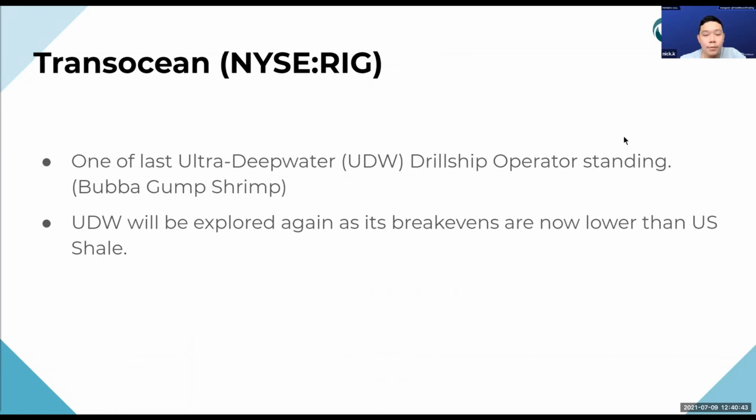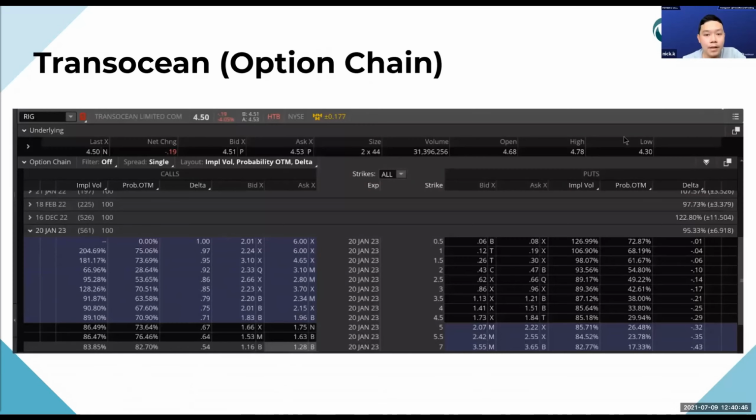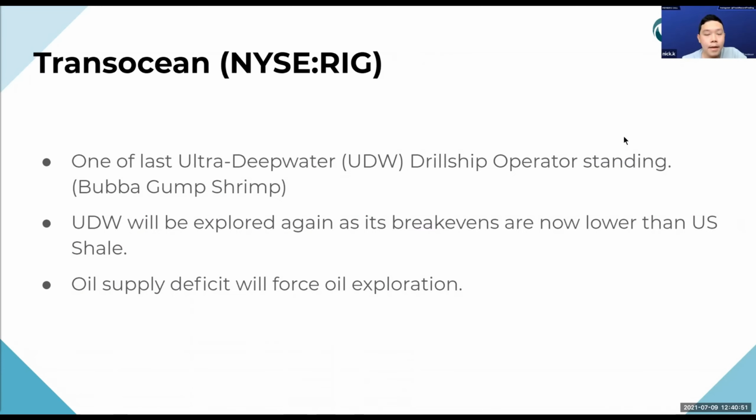And also because ultra deep water makes a lot more sense because it is a lot longer lasting, right? And the amount of oil production that comes out is a lot more sustainable, right? And that's what we believe, that big oil companies will start to explore again, and we believe that Transocean will make a record amount of profits, I think towards 2022, right, when they get a lot of contracts as oil prices increase. Yeah, so break evens are lower, and there's going to be a supply deficit in energy, which we think is going to force ultra deep water exploration again.